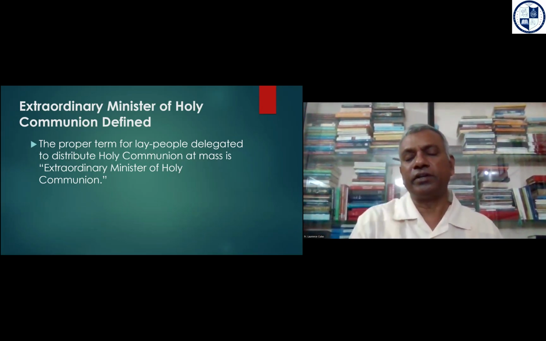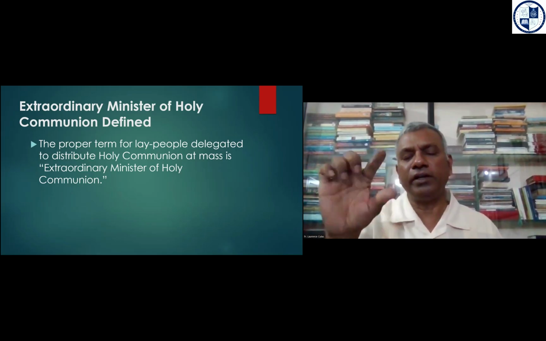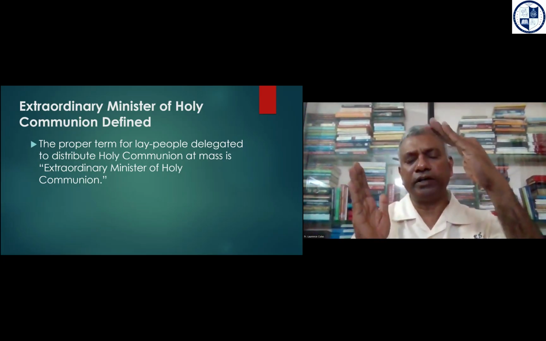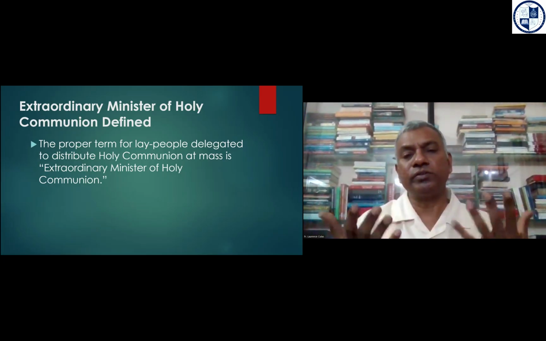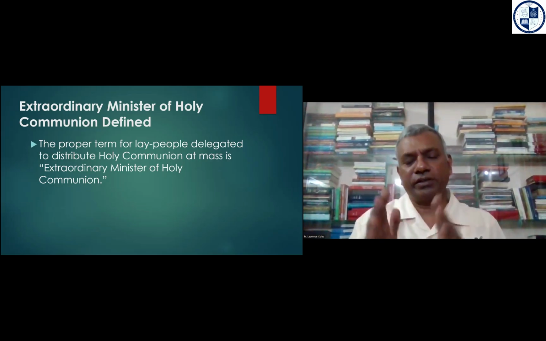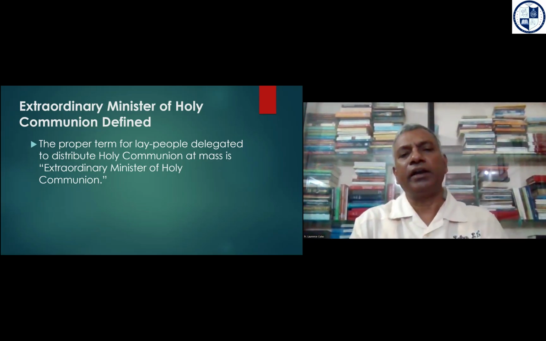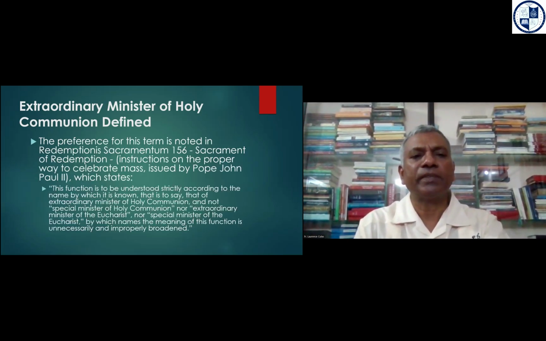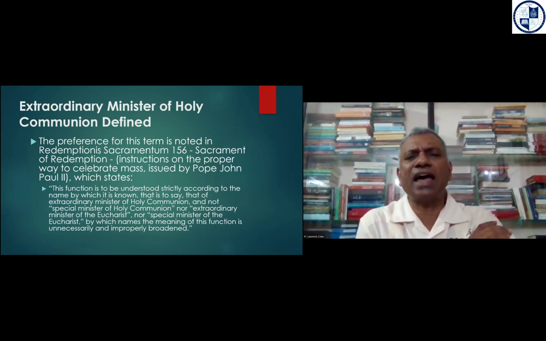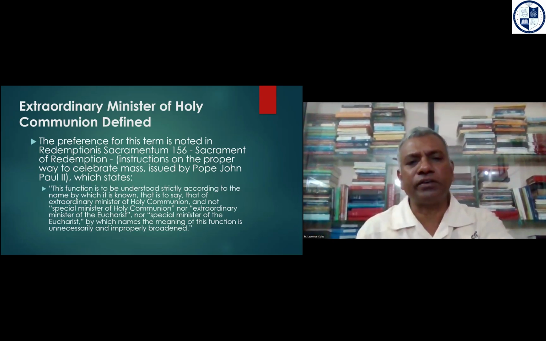And in the liturgy of the Eucharist, you have a small rite called the Holy Communion rite, which begins with Our Father and ends with the distribution of Holy Communion. And there, in that particular part, you are going to play a function, a privileged function, a holy function. And that is what we call extraordinary minister of Holy Communion. The preference for this term is noted in Redemptionis Sacramentum, number 156. Redemptionis Sacramentum is the Latin title of this document; in English it is the Sacrament of Redemption.